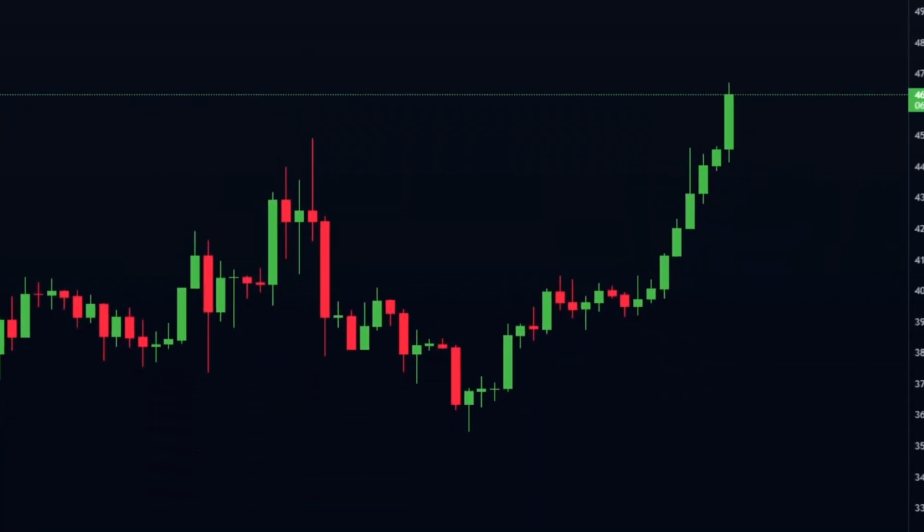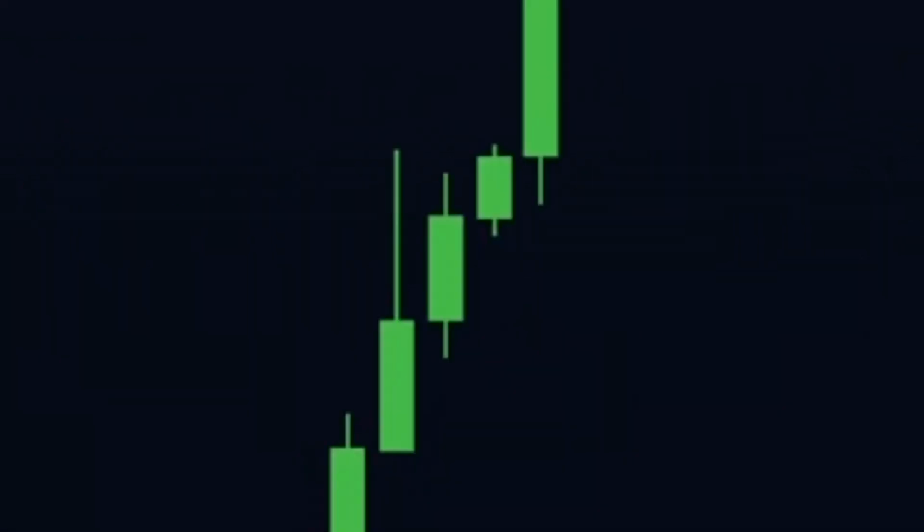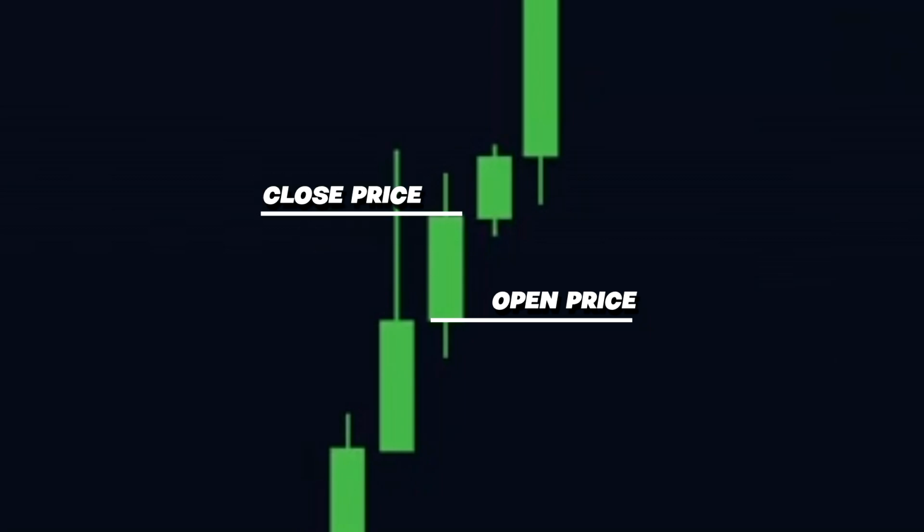Let's say we have daily candlestick chart selected. In the first second of the day, the candle opened at this price level, and in the last second, the price was closed at this level. And throughout the day, the price consolidated between the ends of these wicks.